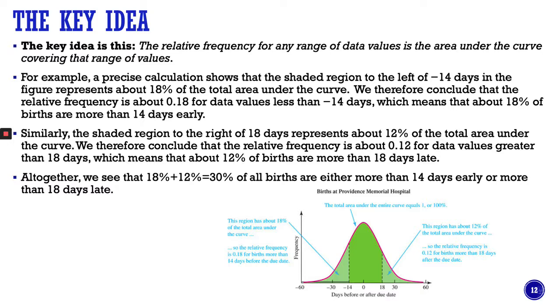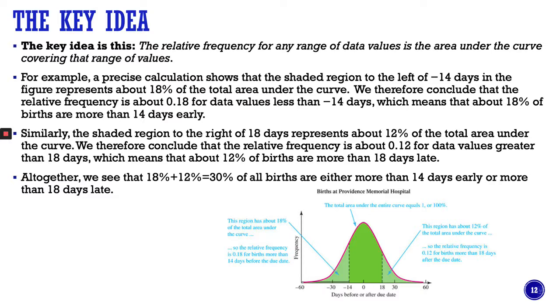So the key idea is this: the relative frequency for any range of data values is the area under the curve covering that range of values. For example, a precise calculation shows that the shaded region to the left of negative 14 days in the figure represents about 18% of the total area under the curve. Now, we haven't learned how to do that precise calculation yet, but we will soon. So we're looking at this part right here is about 18%.